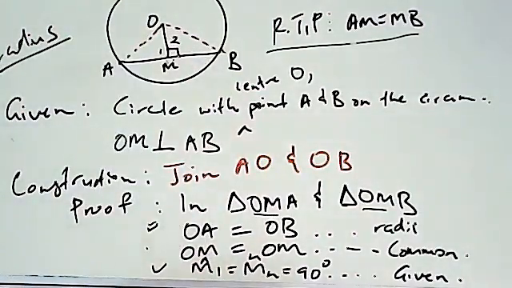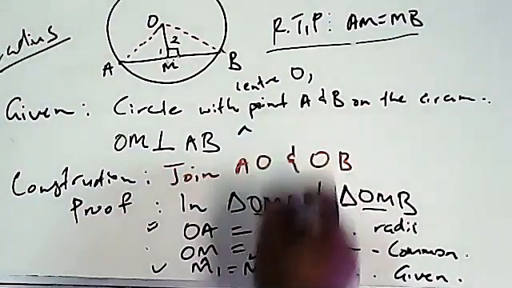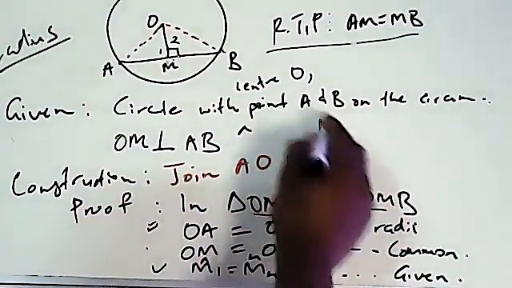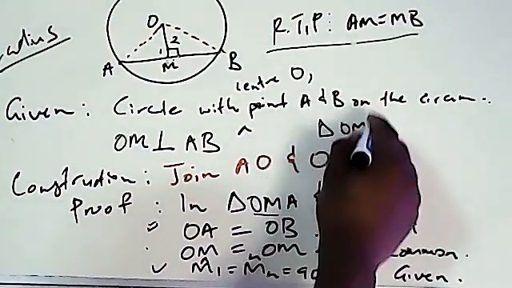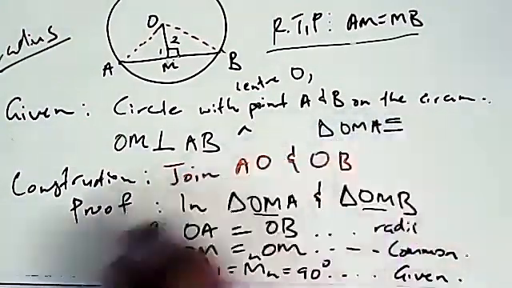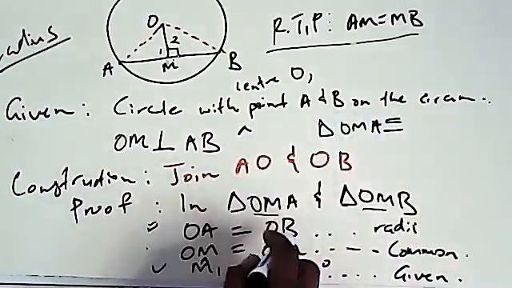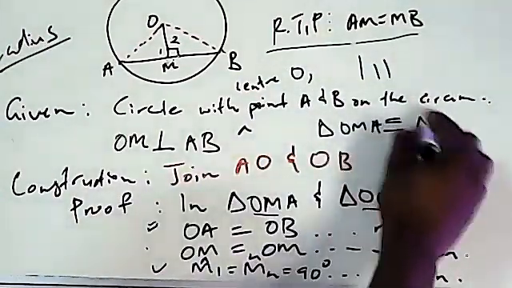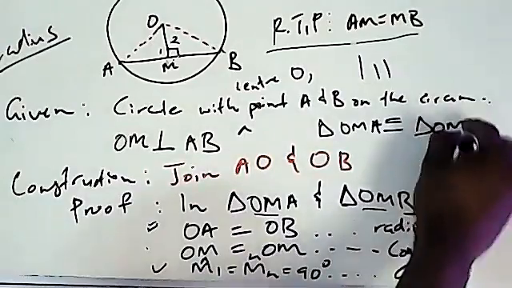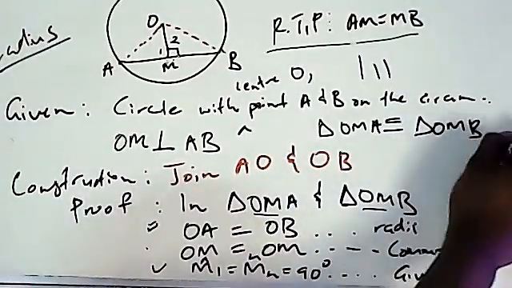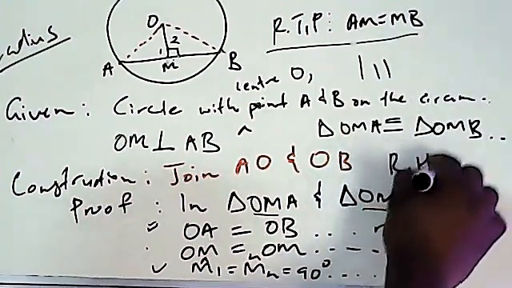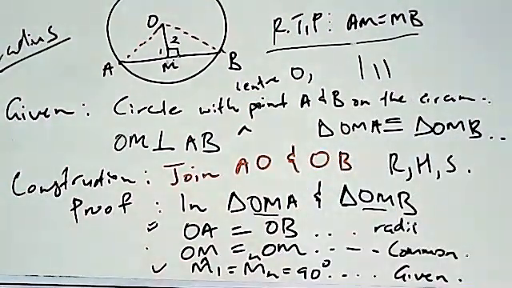So we conclude by writing it underneath here. We conclude by saying that triangle OMA is congruent to triangle OMB. Those 3 lines mean congruent; these ones mean similar. And the reason you write is right angle, hypotenuse, side. By so doing, you're done.